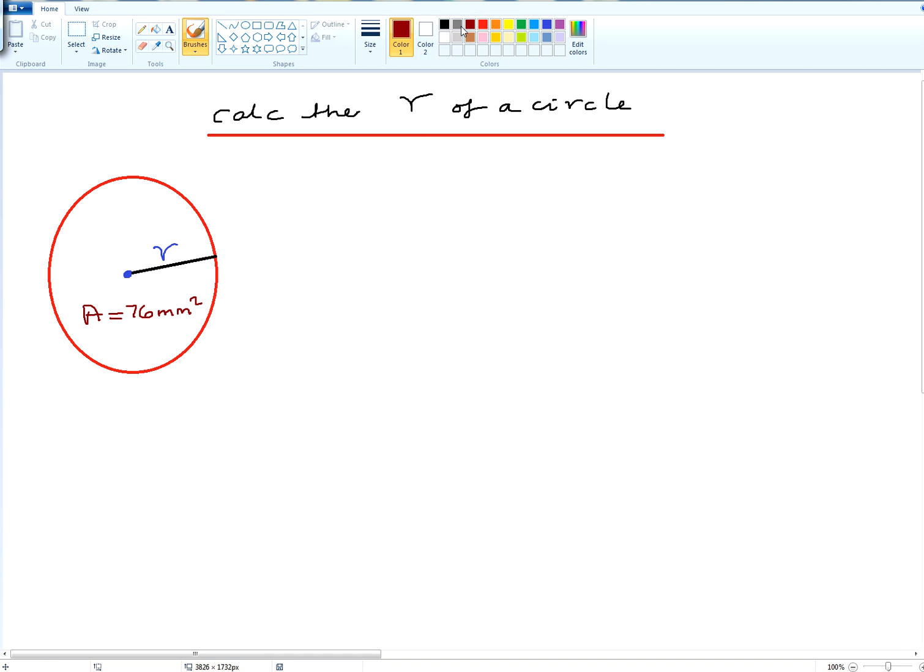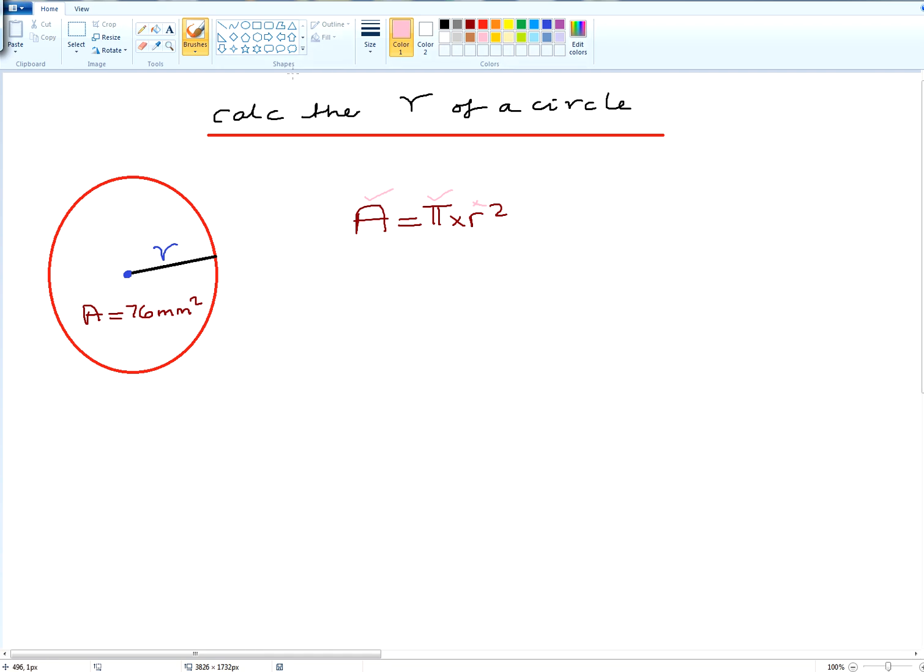First of all, we start with the formula. The formula is that the area is equal to pi times the radius squared. Now, what do we know in this equation? The area has been given to us, we know the area. The pi value, we know the value of that, but the radius we don't know, we've got to work it out. So we now need to rearrange the original formula to make R the subject.